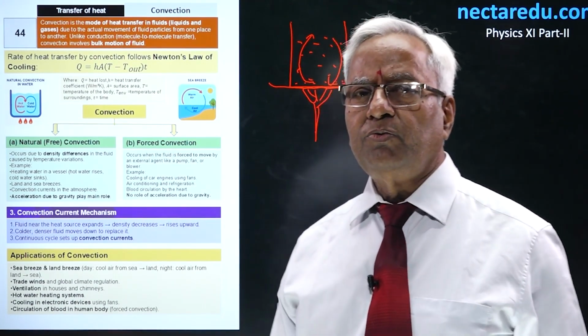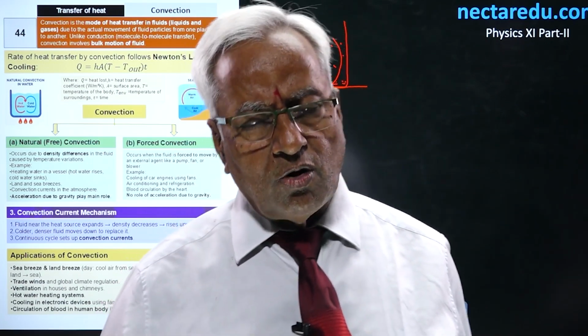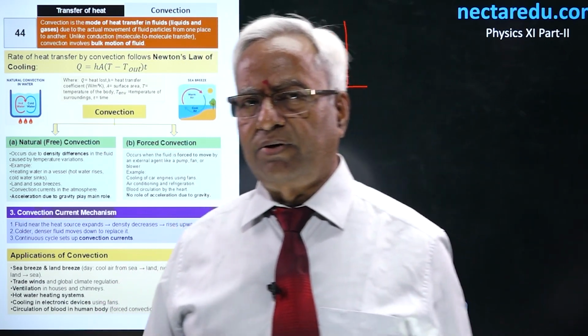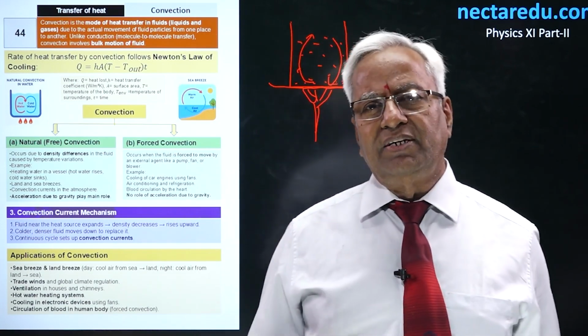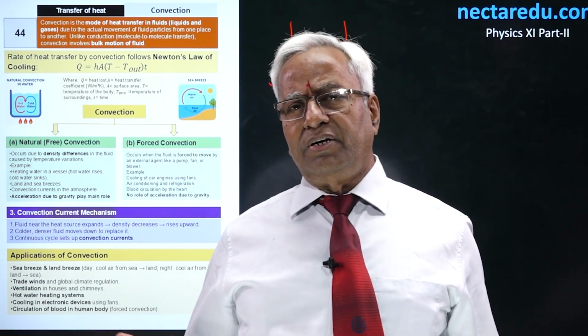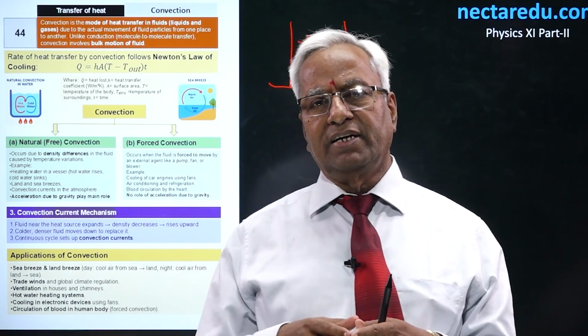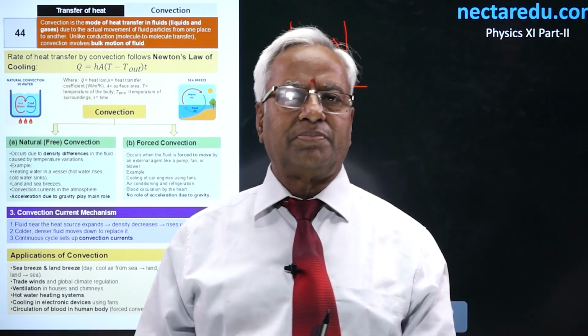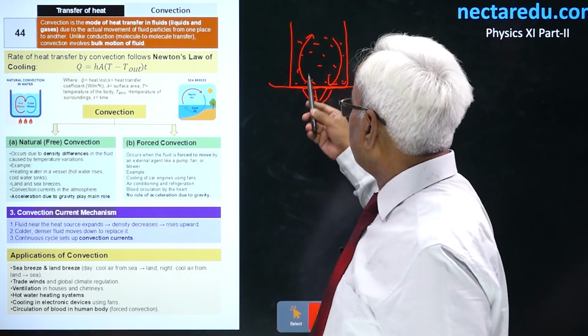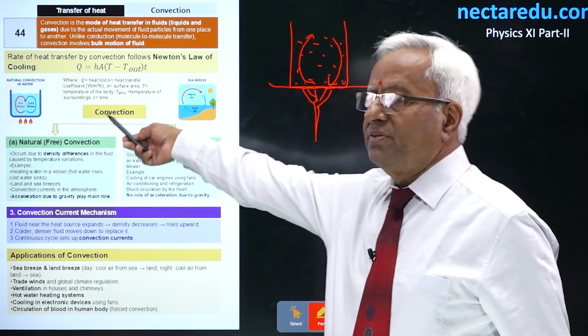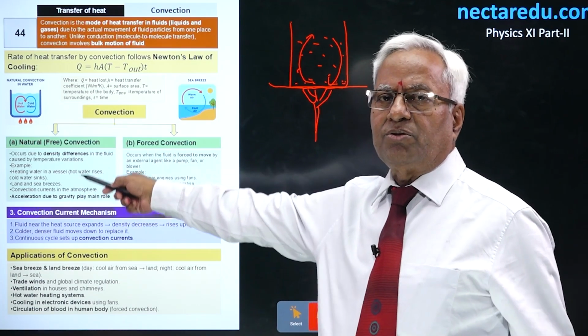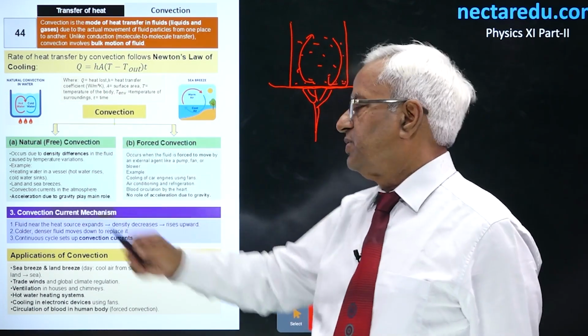Now, if somebody asks you what is the main cause, the main principle behind all this, gravity is the underlying idea, because we already know according to Archimedes' principle that any body of lower density can never remain at the bottom of the liquid. So this is nothing but the effect of gravity. Natural convection is also known as free convection.